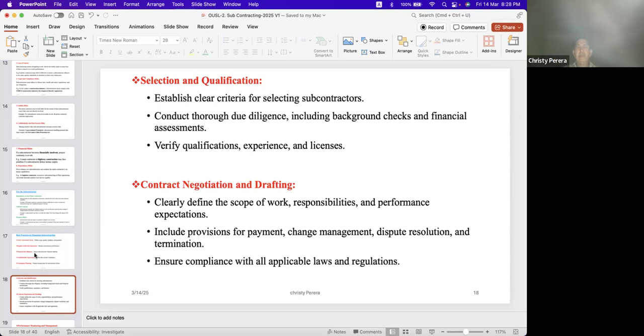Try to select the subcontractor with qualification and capability. Conduct thorough due diligence, including background checks and financial assessments. Although they give a financial statement, recheck again. See whether they have given the proper, correct documents. Those things you'll have to be very careful about.